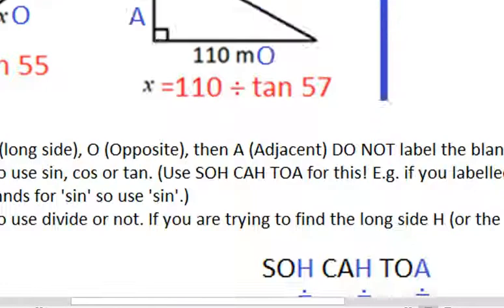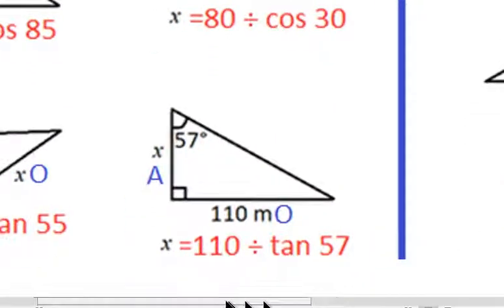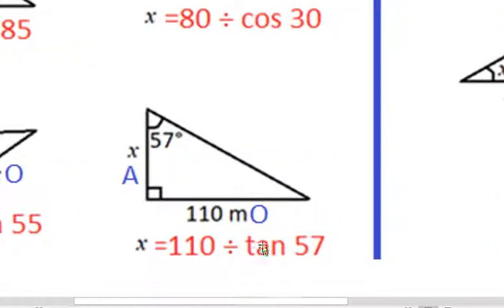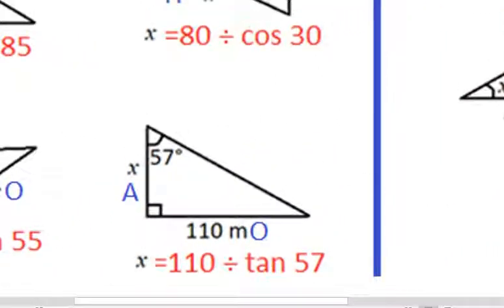Alright, so let's just go back again. Over here we're given our A. We're not trying to find our A. It's 105 meters, so we don't use divide. And once again, side followed by tan followed by the angle that's given. Alright, next bit over here. We've got our final one just here.